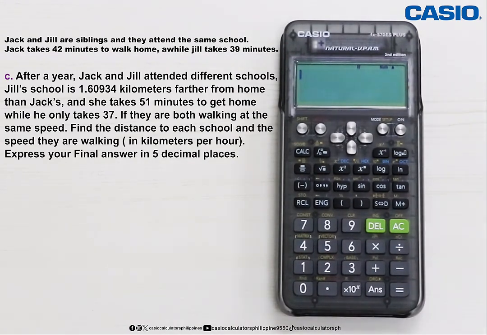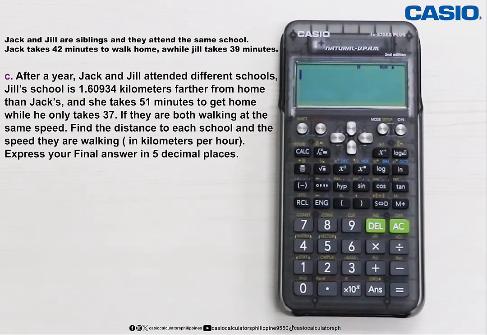Question number 3. After a year, Jack and Jill attended different schools. Maybe they had graduated. Jill's school is 1.60934 kilometers further from home than Jack's, and she takes 51 minutes to get home, while he only takes 37. If they are both walking at the same speed, find the distance to each school and the speed they are walking. Express your final answer in 5 decimal places.